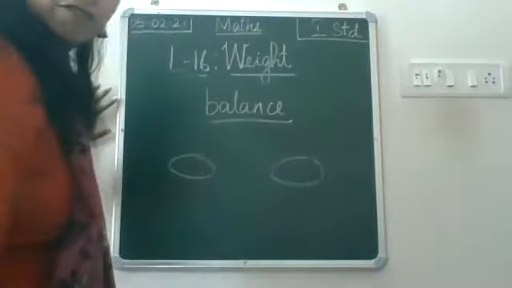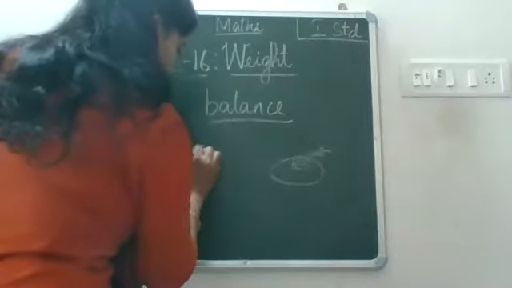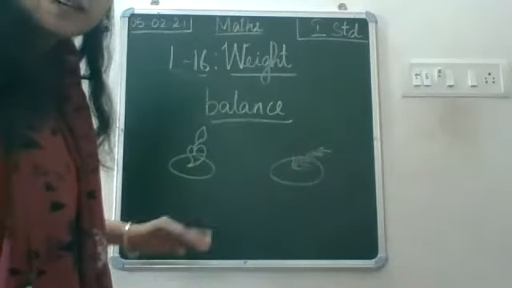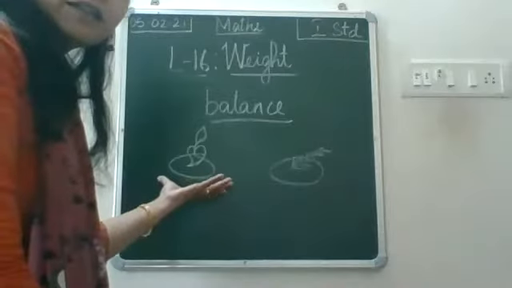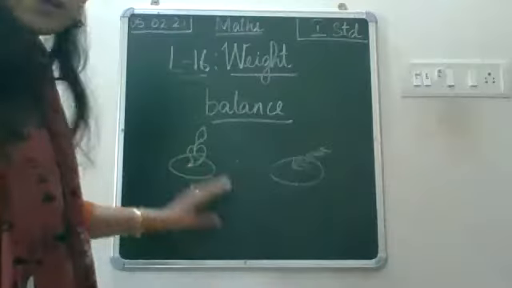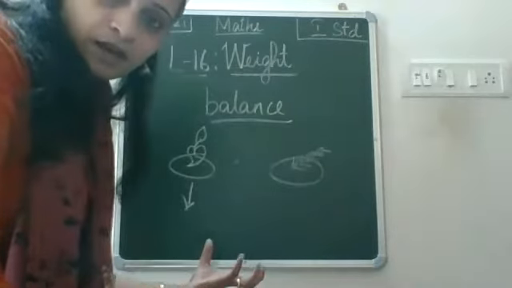Now you have two pans given here. In this, you have a feather in one pan and then you have a mango in the other pan. Now, which pan is heavier? Mango is heavier. What happens to the pan here? Will it go down or will it go on top? Down. It will go down. The heavier pan will go down because of the weight. Do you understand?